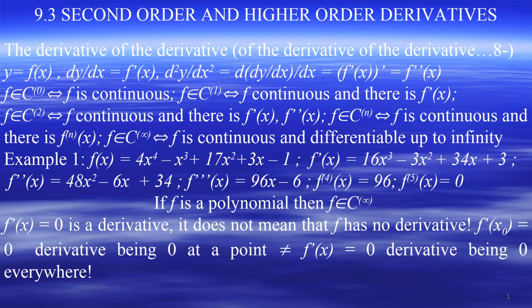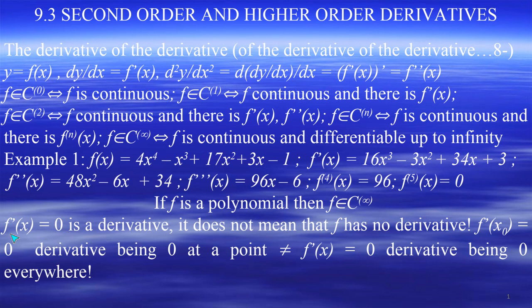And then it continues like this. The derivative of 0 is 0. The derivative of 0 is 0. You can differentiate this function up to infinity. So any polynomial is an element of C infinity. Polynomials can be differentiated, meaning that you can take their derivative up to infinity.